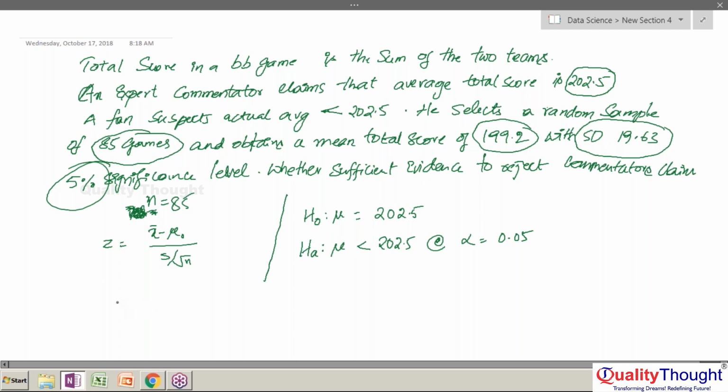So Z is equal to, we know the mean value. This is the sample mean value, and this is the population mean value which was claimed by the expert. Divided by the sample standard deviation, 19.63 divided by root 85. Can you please calculate? Let me know the value immediately.